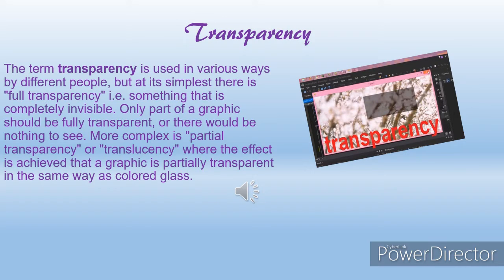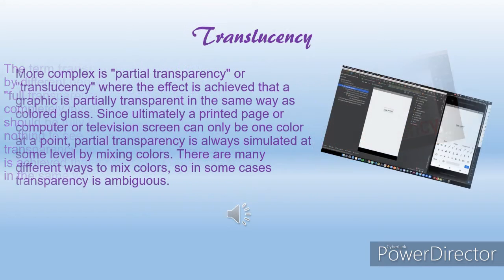Transparency. The term transparency is used in various ways by different people, but at its simplest, there is full transparency. Example, something that is completely invisible. Only part of a graphic should be fully transparent or there would be nothing to see. More complex is partial transparency or translucency, where the effect is achieved that a graphic is partially transparent in the same way as colored glass.